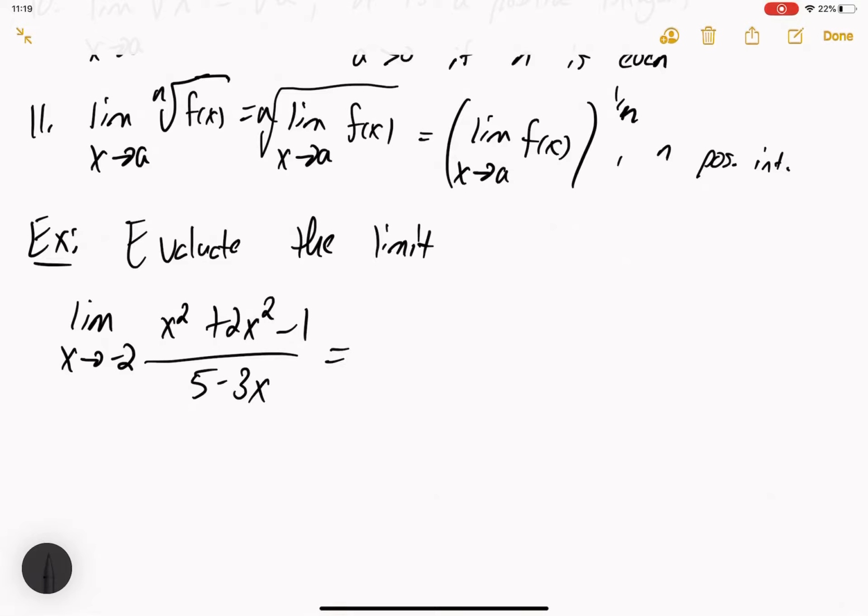And what I'm going to be doing right here is going to be very technical. I'm going to be applying every single limit law I can. That way we can actually evaluate the limit.